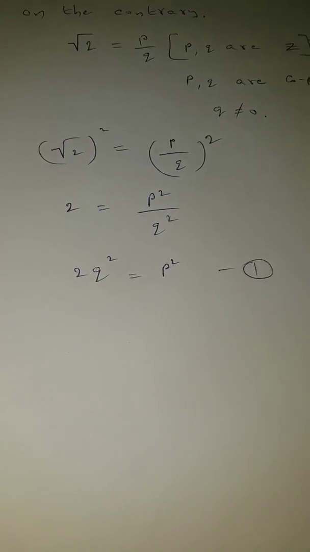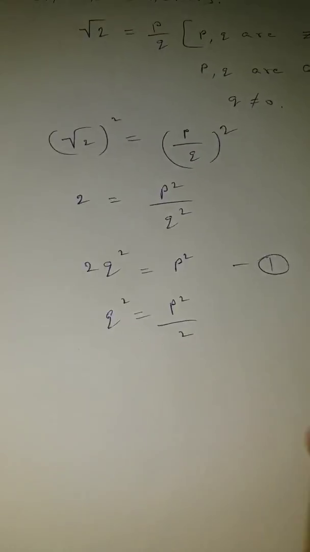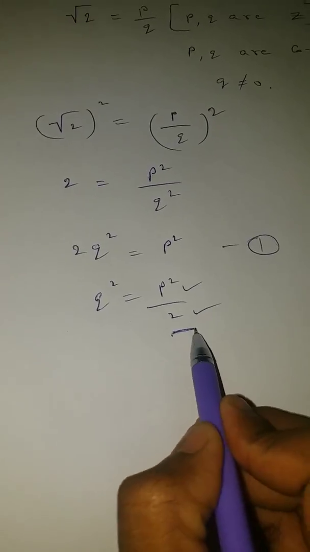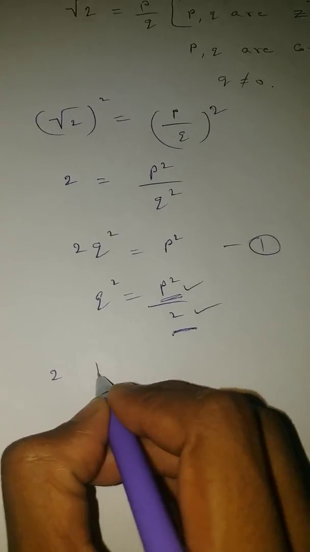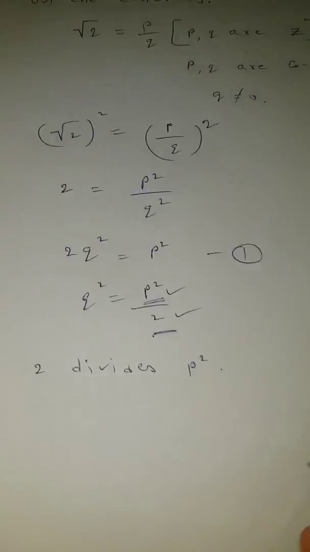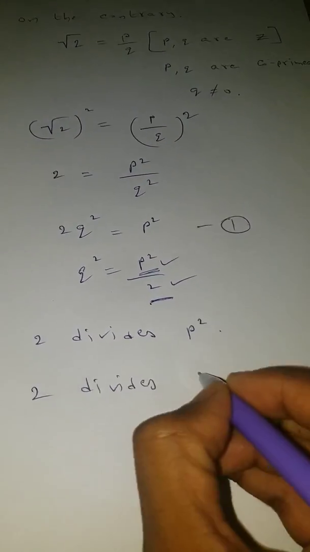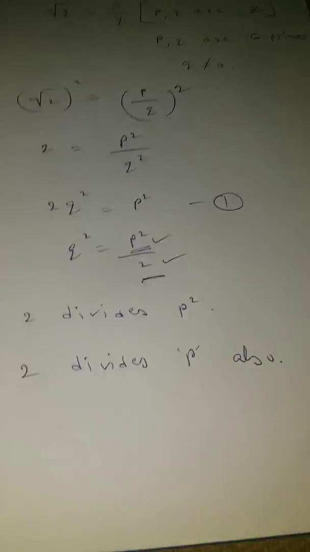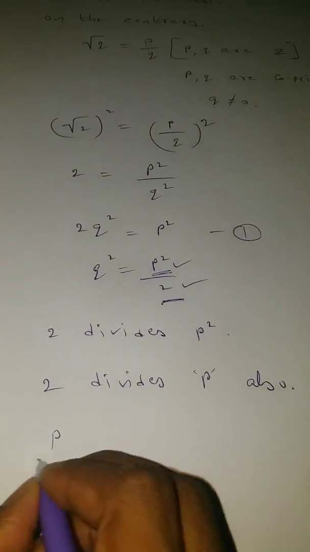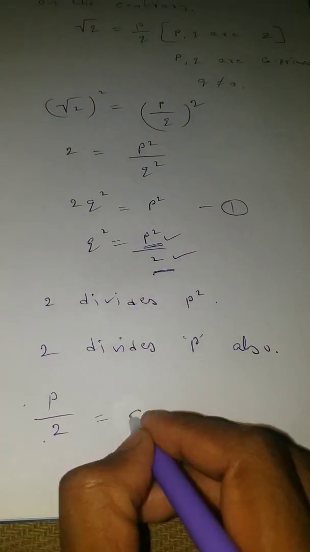This is the first equation. Now bring 2 this side. q square is equal to p square by 2. What does it mean then? 2 divides p square. If 2 divides p square, 2 divides p also. So 2 is dividing p means how can we write that then? p by 2. So 2 divides p by giving some constant c.